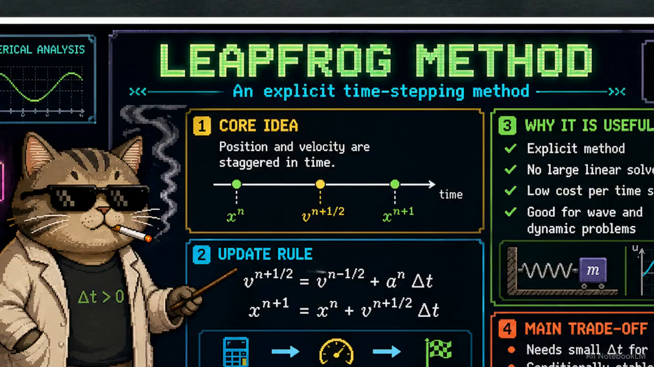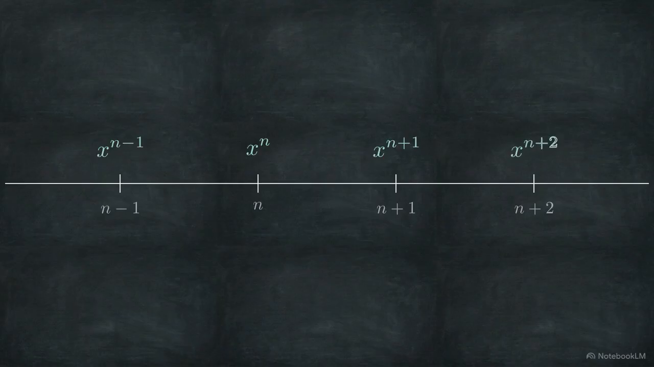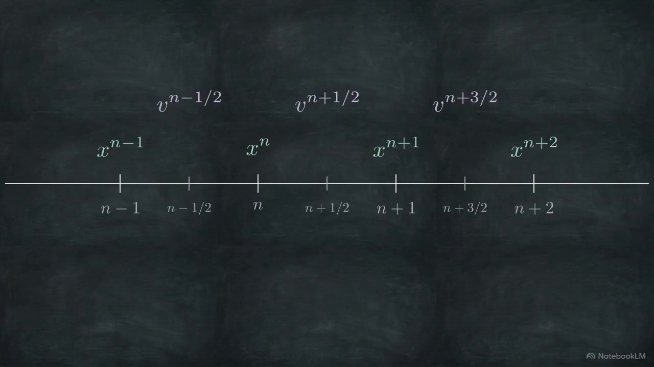This chart shows the exact structural layout of that desynchronization. It maps out what is known as a staggered grid. Position, represented by the variable x, is anchored strictly to whole integer time steps, designated as n and n+1. Velocity, represented by v, is offset. It is calculated exactly halfway between those position updates, on the half steps like n+1/2. By staggering the grid, the algorithm ensures that velocity is perfectly positioned to carry the physical object across the gap from one integer step to the next.